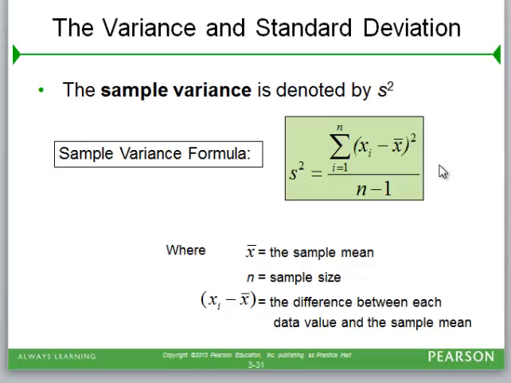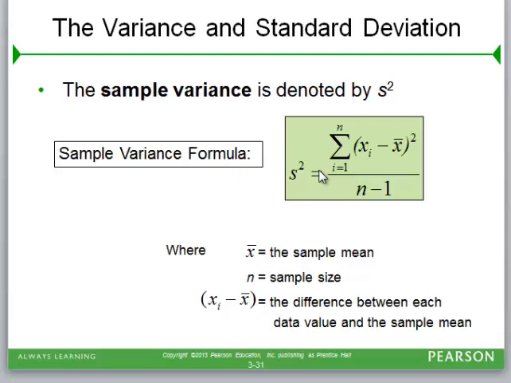So the more accurate measure of data dispersion is standard deviation. To understand standard deviation better, we need to look at the variance first. There are different formulas for the sample variance and the population variance. The sample variance is denoted by S squared. Remember this: just like mu is the population mean and X bar is the sample mean, S squared is the sample variance.